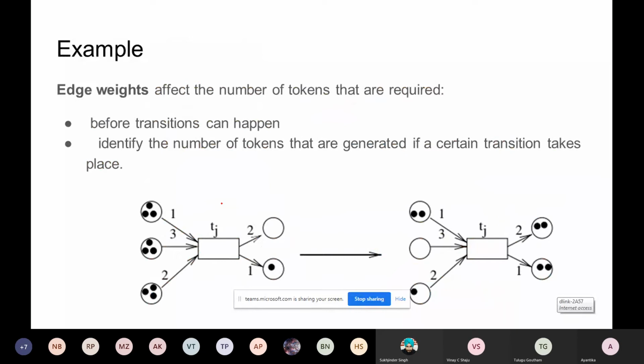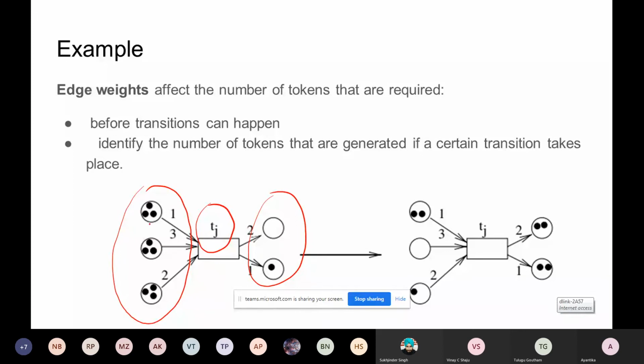Maybe this is a transition Tj. Okay. For this, you have these input edges and these are the output edges. That means when you are considering some event, this transition will occur. For that, you are expecting some inputs, some tokens from these input edges.